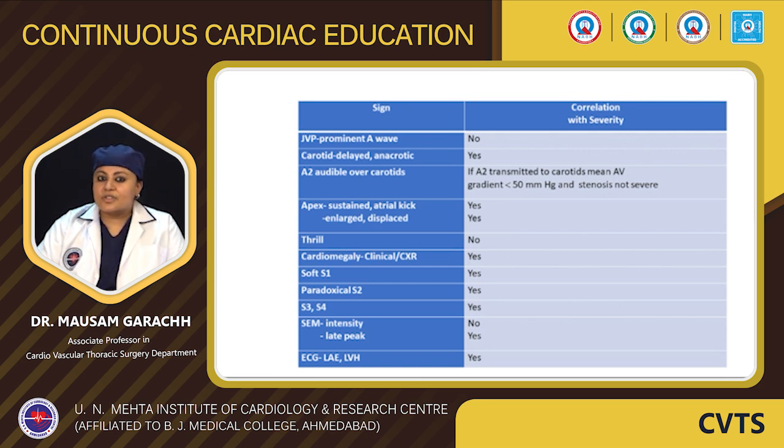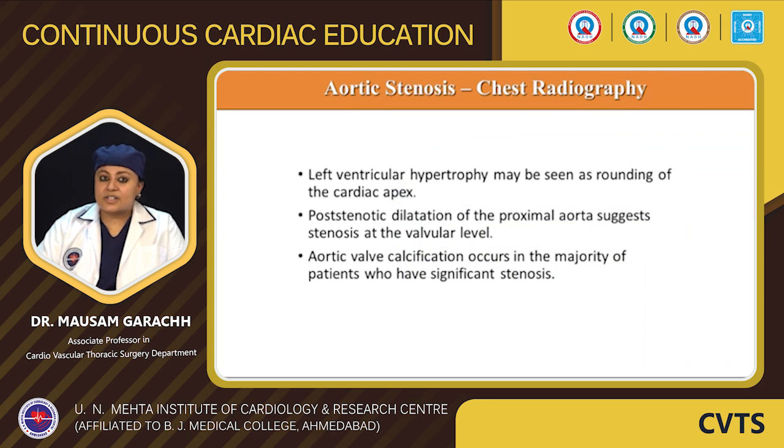If there is the presence of a thrill, no, it is not related to the severity. Cardiomegaly, yes. Soft S1, yes. Paradoxical S2, yes. S3 and S4, yes. In the murmur, the intensity is not related to the severity, but the late peaking is definitely associated with the severity. In the ECG, the signs of left atrial enlargement and left ventricular hypertrophy are related with the severity.